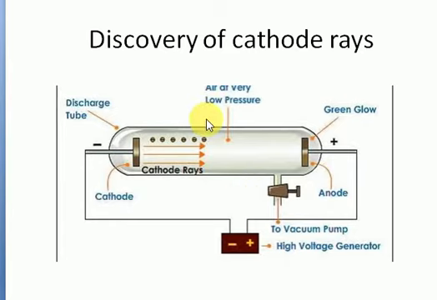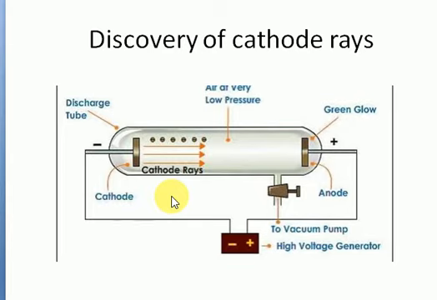This is a hard glass tube fitted with two metal electrodes: the negative terminal called cathode, and the positive terminal called anode. Both terminals are attached to a battery. At the side of this discharge tube, a vacuum pump is there, to create a vacuum inside the discharge tube. So this is about the setup of the discharge tube, or you can say the cathode rays experiment.